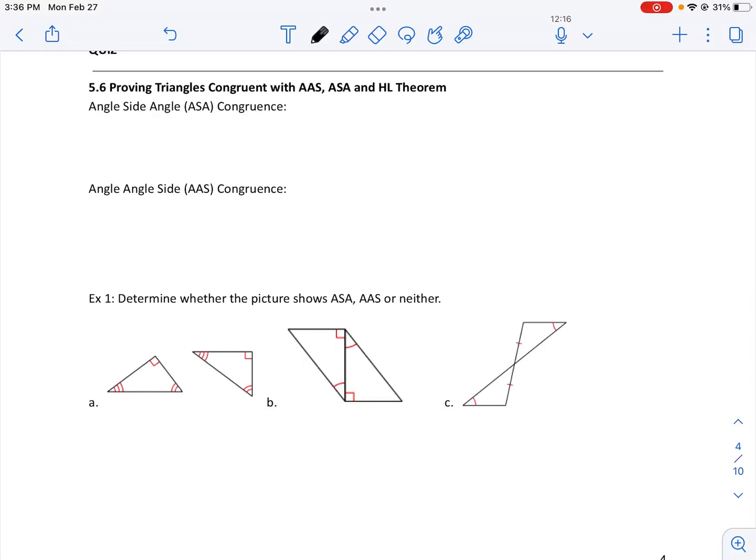We're going to be looking at proving triangles congruent with angle, angle, side, side, angle, and the HL theorem. The first two are pretty straightforward since we've already kind of talked about how to prove triangles congruent. The first one, oh boy, that's a really bad triangle, sorry guys. The first one is like our side, angle, side.